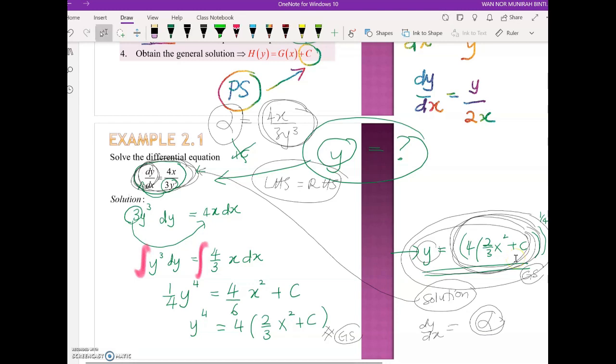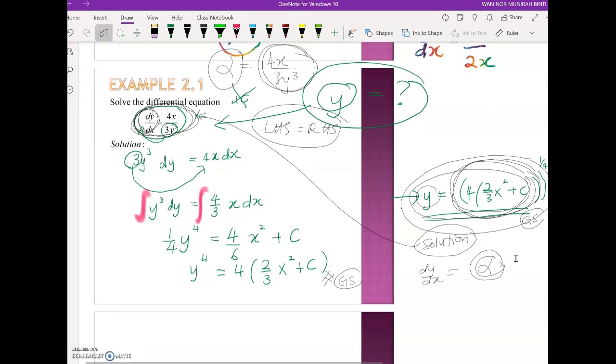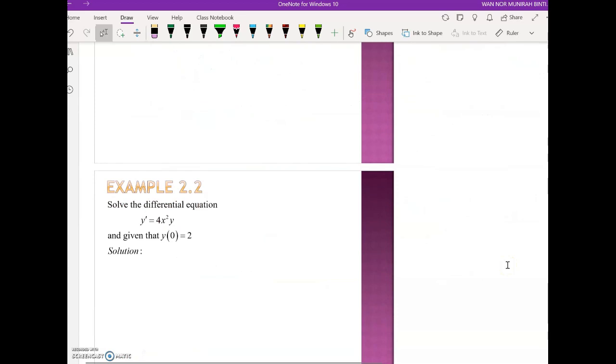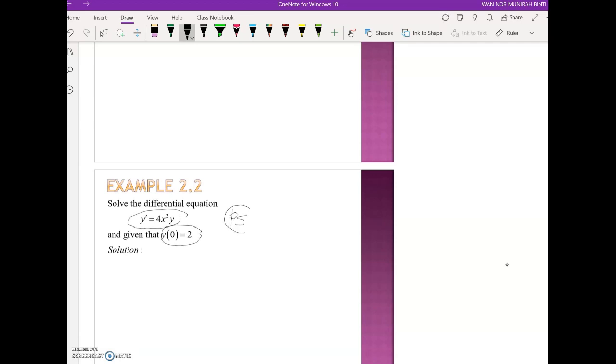I really hope that you can understand how to prove that you have the correct solution here. Okay, let's move to the second one. The second example asks you to find the particular solution. Why? Because this question consists of a differential equation as well as an initial condition.